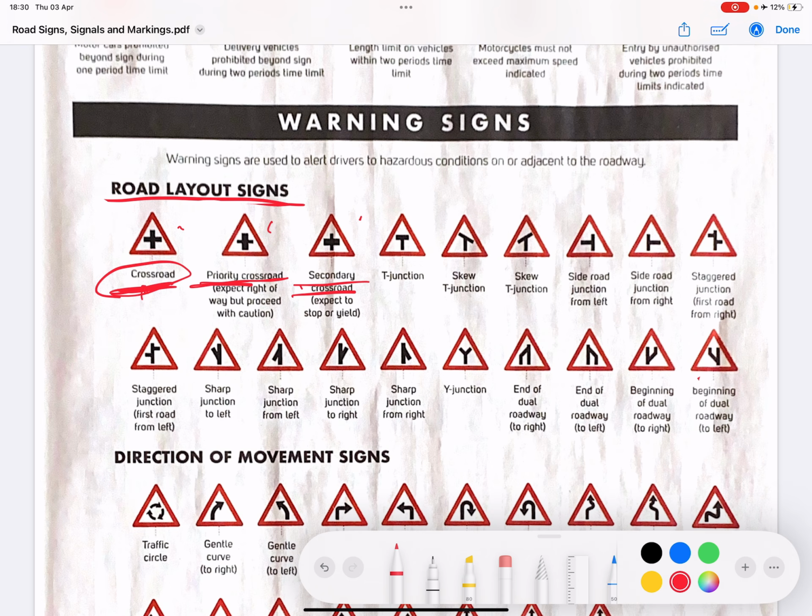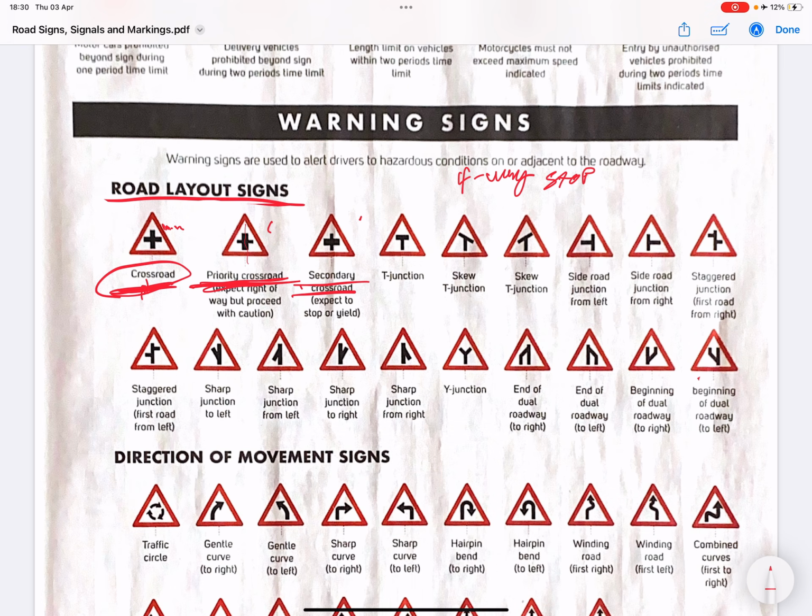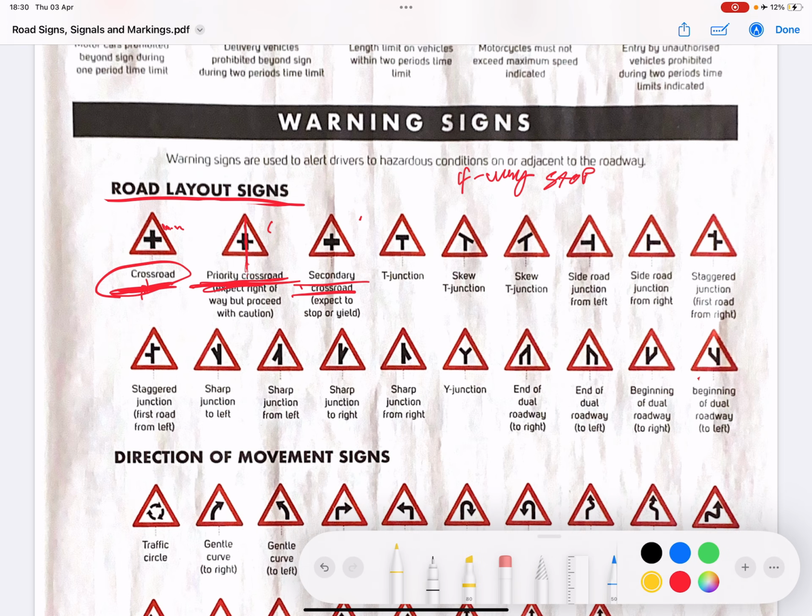The crossroad, that's where you'll get the four-way stop. Sometimes you get the robots by the crossroads. But when you have the priority crossroad, that means people who are traveling in this direction have the right of way. But people who are coming from the sides, let's say these people, don't have the right of way, they must expect to stop or to yield.